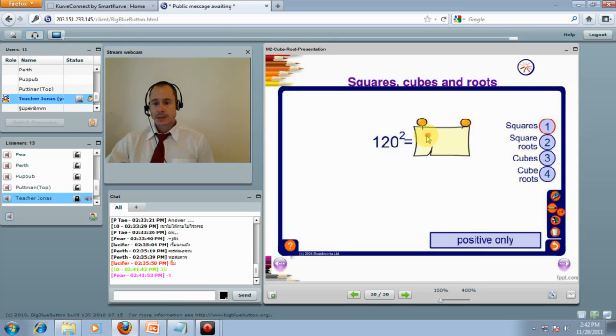Here we have squares, and they say it's positive only, so all numbers, if you square them, will be positive.